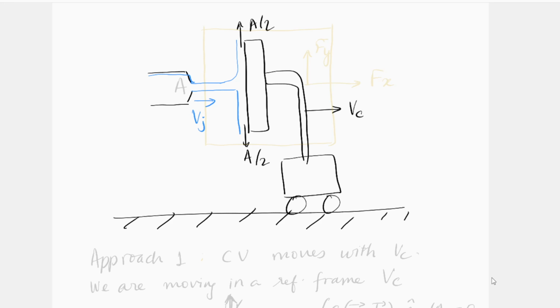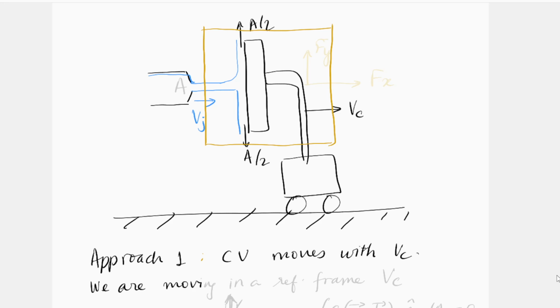Let us look at the first approach, that we consider the control volume as this entity, and the control volume is moving with the cart. So the control volume moves with the velocity of the cart, that is Vc, and we are not fixed to the lab frame of reference, that is we are moving in a reference frame which also moves with a velocity Vc.